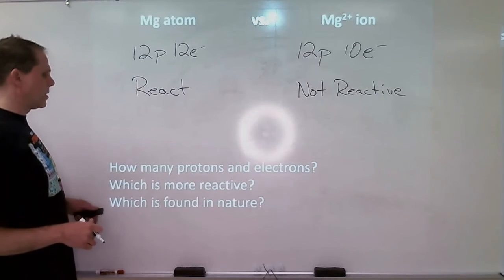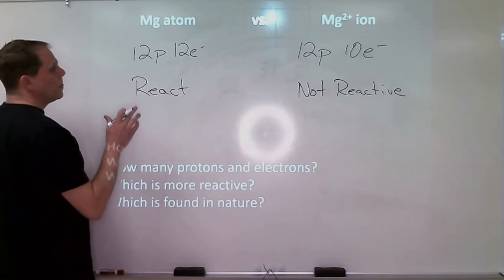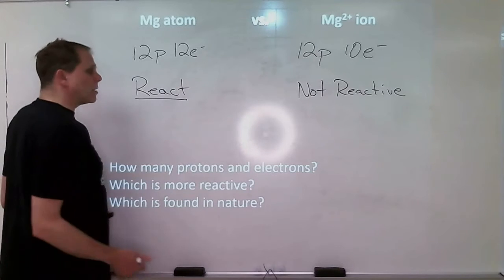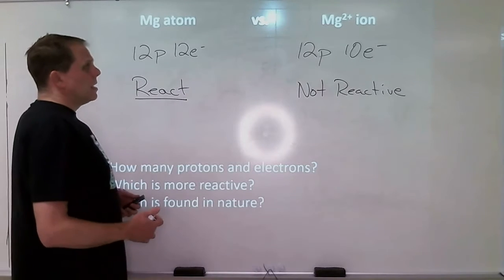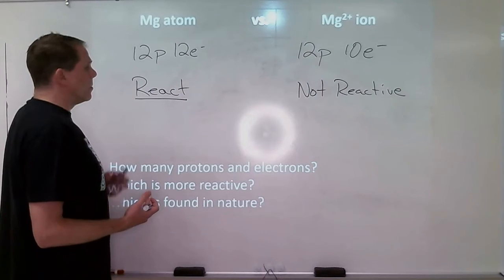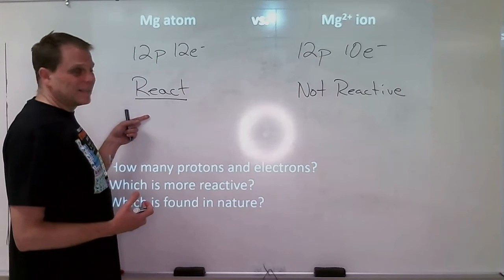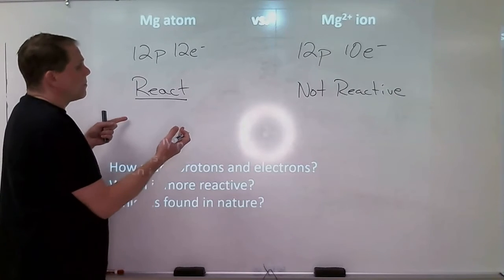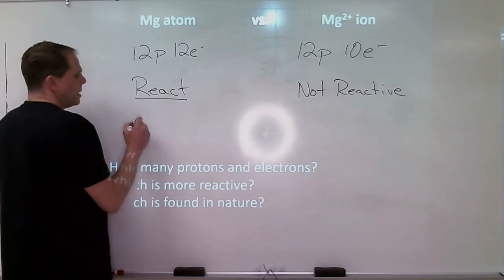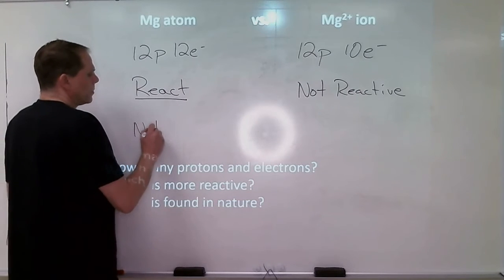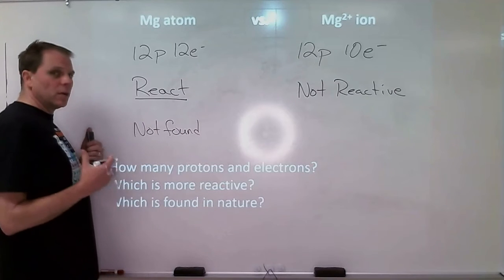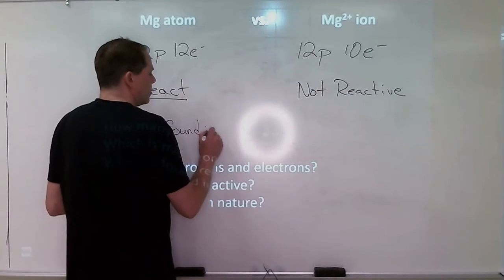And we're back. Okay, which is found in nature? Well, this one is really reactive, so it wants to immediately react with something. As soon as it has the opportunity, it's going to react to something. And so this one is not going to be found in nature naturally. You're not going to find magnesium in nature. Not by itself. You're not going to find perfect, pure magnesium.